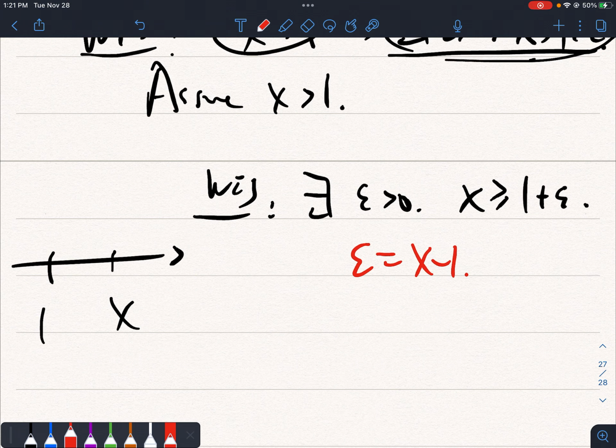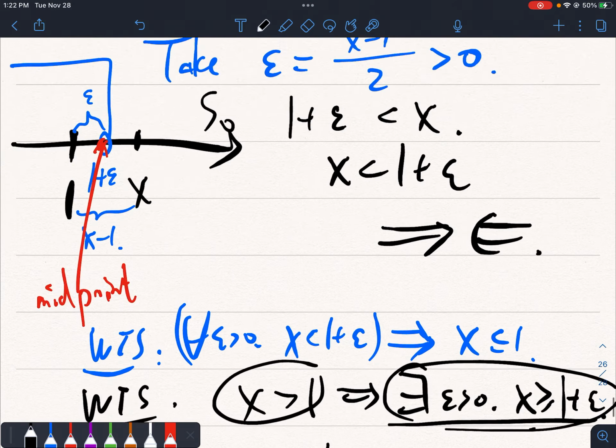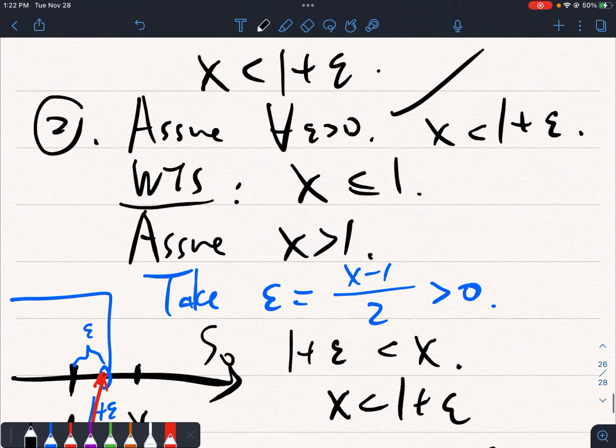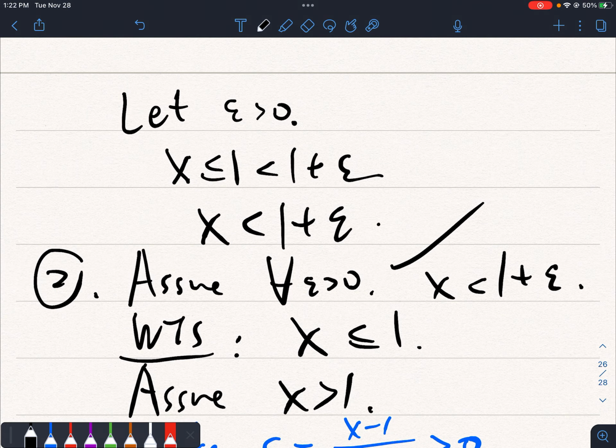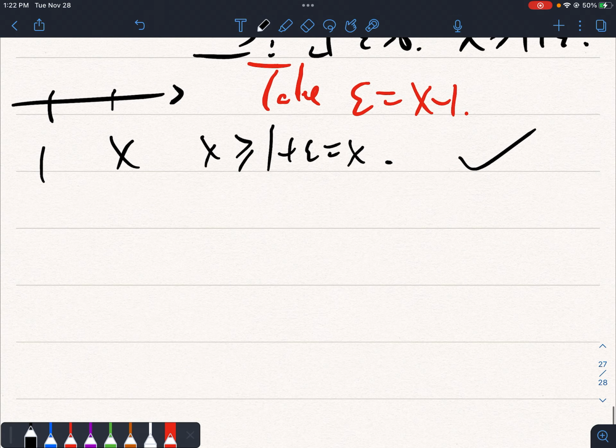Okay, so but here you can see, if you put it in this way, then it's trivial that you can just choose epsilon to be x minus 1 and you win, because so then 1 plus epsilon is going to be simply x. So x is bigger than or equal to x, and you win. Okay, so you can see it's actually the same thing. It's just proved by contrapositive. I mean, in this case, it reduces to proof by contradiction. It's actually the same idea. So it indicates that it's not too hard to understand proof by contradiction.